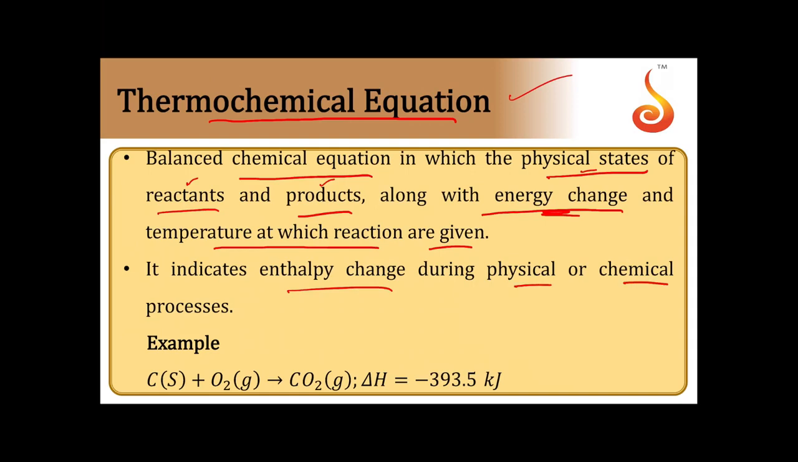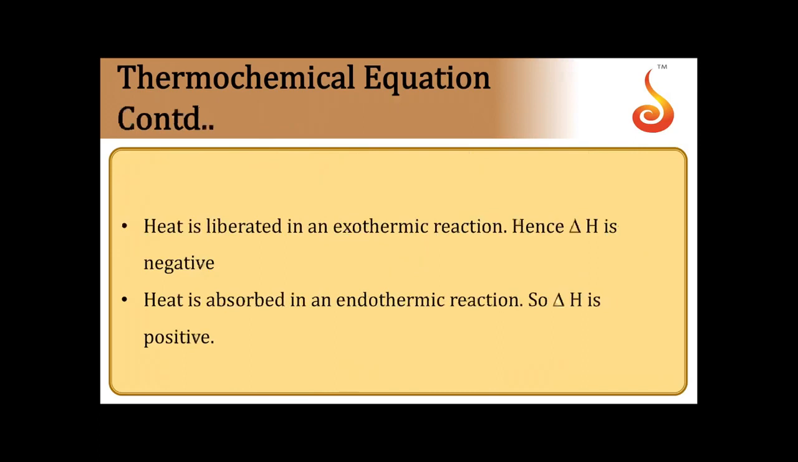Say, for example, carbon plus oxygen. Carbon is a solid substance, and oxygen is in the gaseous state, giving carbon dioxide gas. The enthalpy change is minus 393.5. If the temperature is not given, it is understood that the reaction takes place at 25 degrees Celsius, that is, 298 Kelvin.